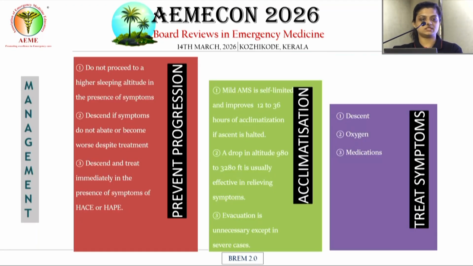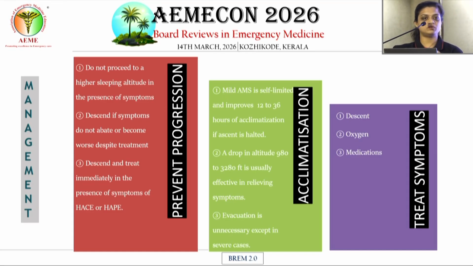So how do you manage? There are 3 pillars of management. The first is to prevent the progression. That is basically, don't go up. If you're feeling any of these symptoms, halt your journey, you'll have to rest or better to descend. Second thing is acclimatization. Mild acute mountain sickness is actually self-limited. If you stay at the base camp for a period of like 36 to 48 hours, it will resolve on its own. So acclimatization is very important.